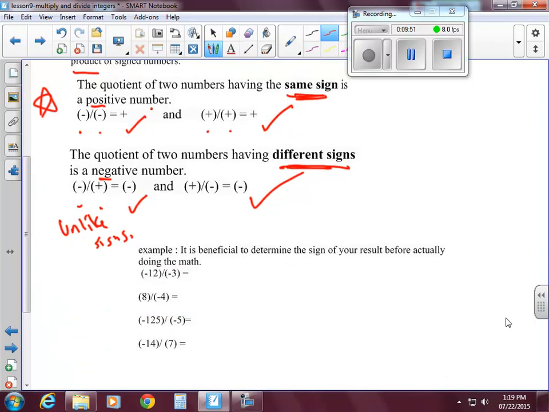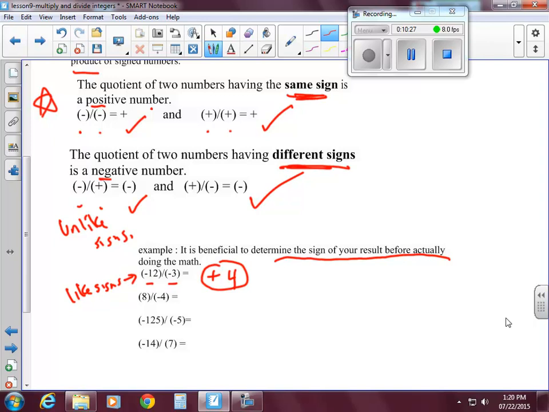So let's try these without a calculator. Now here, you've got a negative divided by a negative, so you know it's going to return a positive. I always say it's beneficial to determine the sign of your result before actually doing the math. And now do the math. Just think about it as if the negatives weren't even there. What's 12 divided by 3? 4. So it's like you're dividing their absolute values. 12 divided by 3 is 4. You already know it's going to be positive 4 because you've got like signs. Okay? Try again.